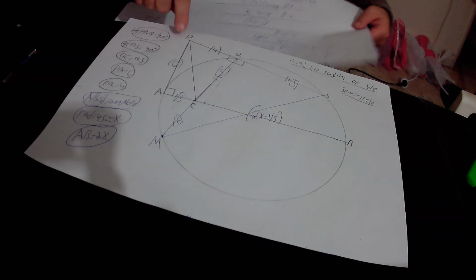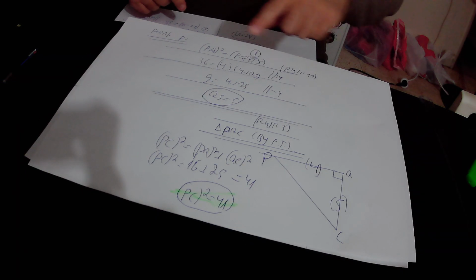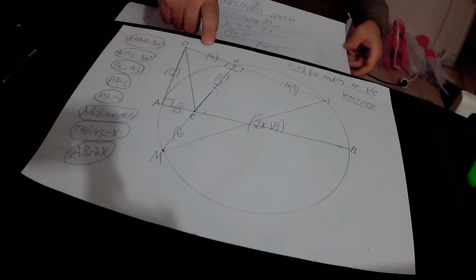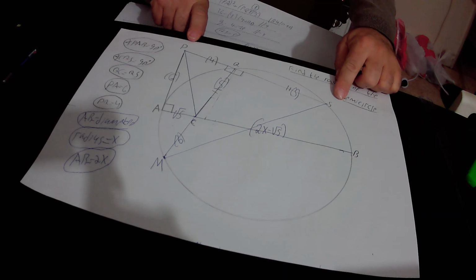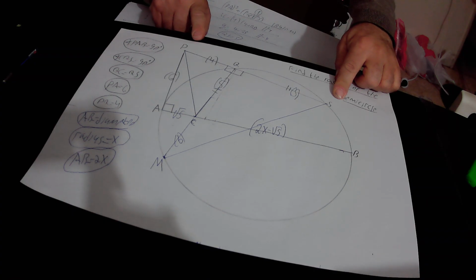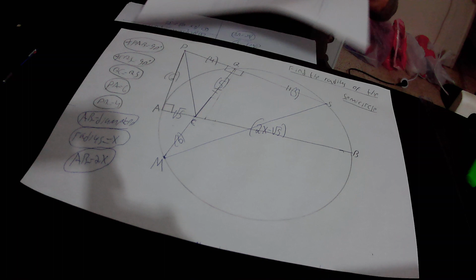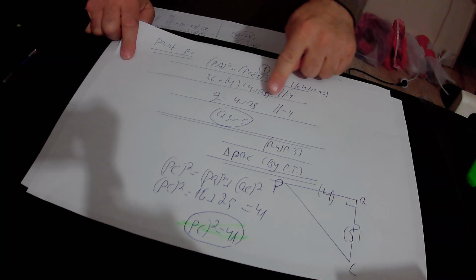PA is 6, therefore PA square is 6 squared, that is 36, and it equals PQ, PQ is 4, times PS. PS from the drawing it is very easy to see that PS in total equals PQ plus QS. That is to say PS equals PQ, that is 4, plus QS. So in total PS equals 4 plus QS.